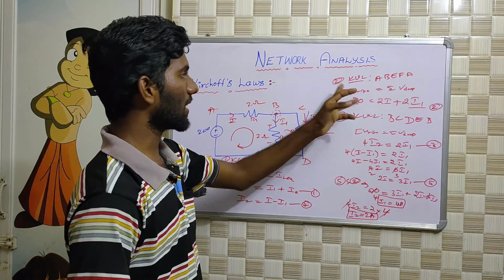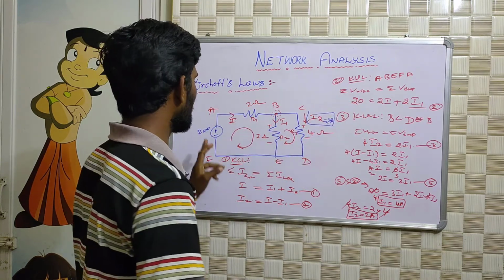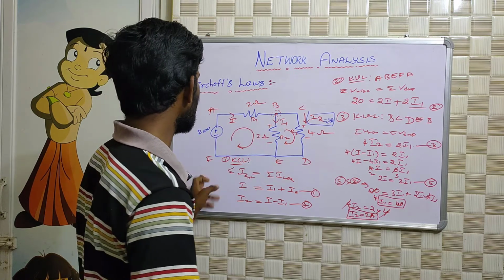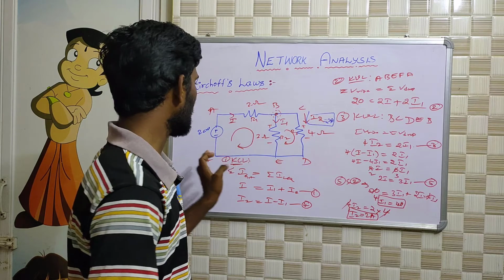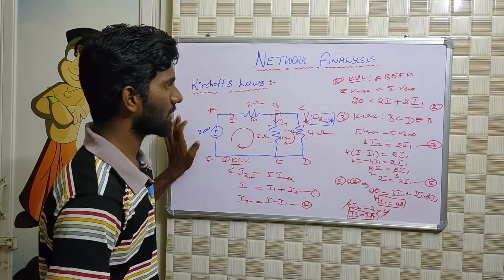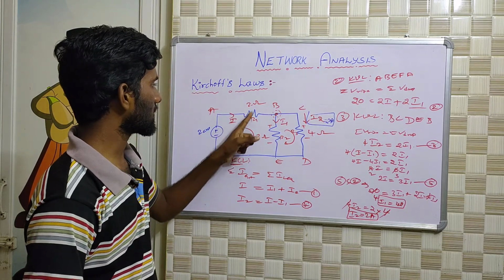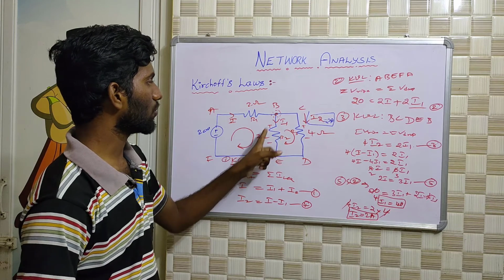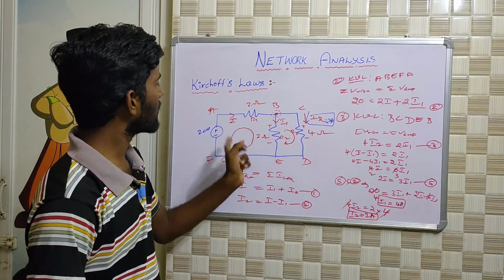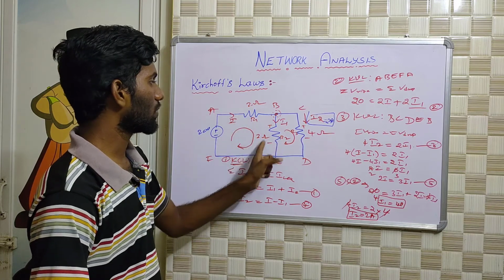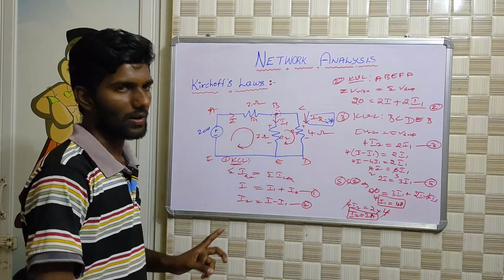So next we applied KVL across this first loop, A, B, E, F, A. So sum of V rise is equal to sum of V drop. So here 20 volt is V rise. Next, this 2I and 2I1 are V drop. So 20 is equal to 2I plus 2I1. So that is equation number 2.